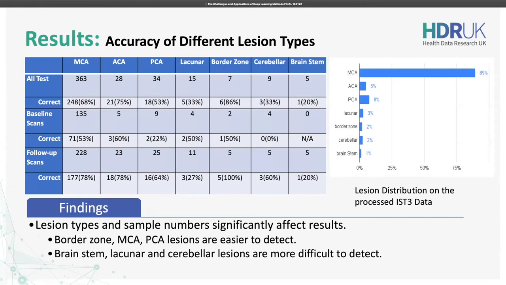As to the result accuracy in different lesion types, we also look at different subgroups like MCA, ACA, PCA, lacuna, these different types of lesions. We can see the MCA has the highest number of lesions. So basically the distribution is really long-tailed. Accuracy-wise, the MCA or border zone region and also ACA have the highest accuracy, because the border zone is MCA overlapping with ACA or MCA overlapping with PCA. So it means these commonly seen types are relatively easier for algorithms to detect, but for those smaller or rarely seen lesions, it is more difficult to detect them. So the accuracy is relatively quite low, especially for lacuna.